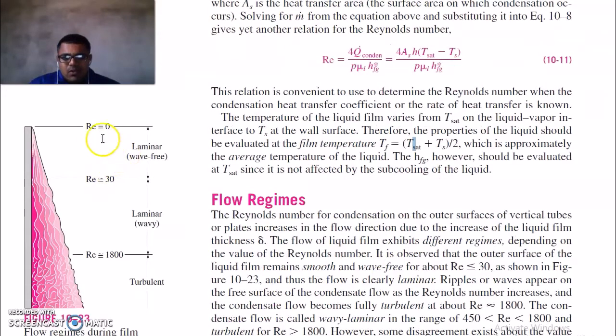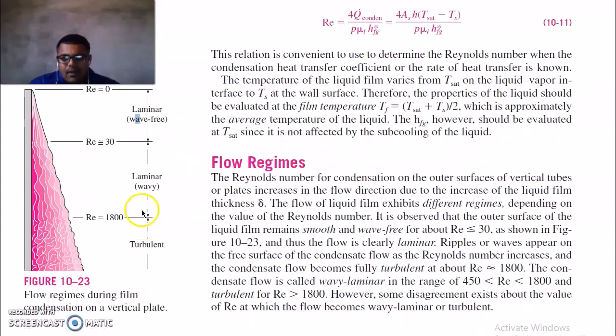Flow regimes. On the basis of Reynolds number, there are three flow regimes. Laminar, wave-free: this regime is when your Reynolds number is less than 30. When ripples start to form, between Reynolds number 30 and 1800, it is called laminar wavy. Then for fully turbulent flow beyond 1800, it is called turbulent.